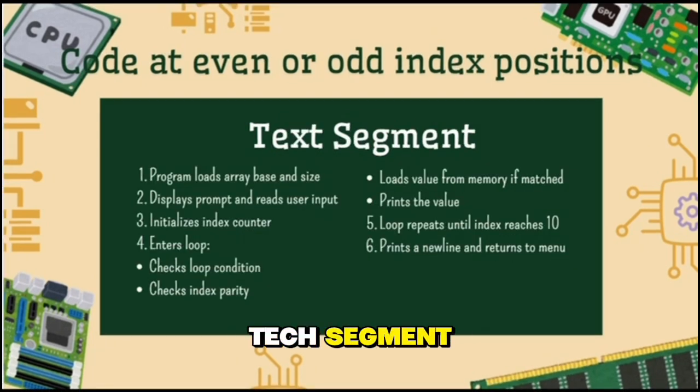Moving into the text segment, which contains our actual logic, we follow a 6-step flow. First, load the array base and size. Second, prompt the user to choose between even or odd indices. Third, initialize a counter to start at the beginning of the array. Fourth, enter a loop where it checks the condition and determines the parity, whether the current index is even or odd. Fifth, if the parity matches the user's choice, it loads and prints that value. And finally, it repeats until it reaches index 10, at which point it returns to the main menu.